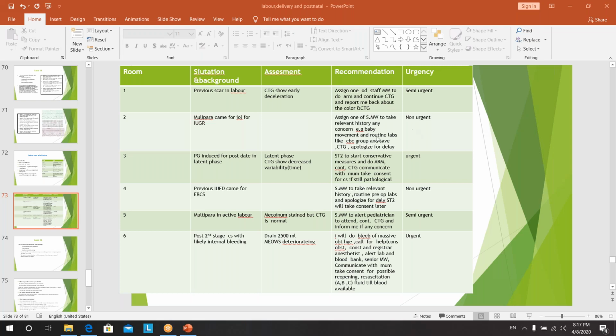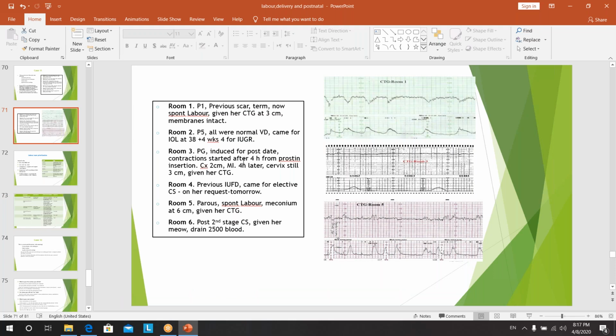Some of our colleagues say, for example, for the patient with IGR, I will review her ultrasound, I will review her investigation, I will see the Doppler. What is SGA or IGR? No. There is a decision already taken for this patient.